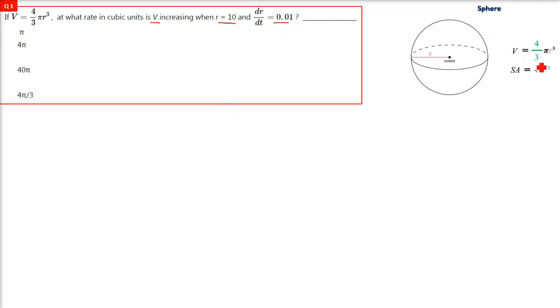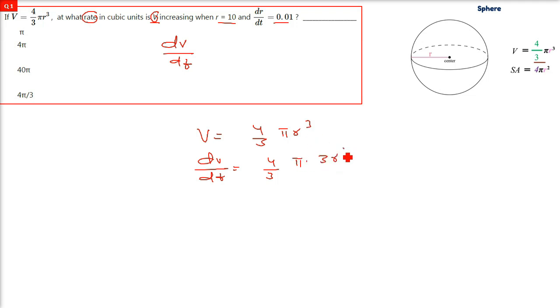Now we have this volume as 4 by 3 pi r cube. Now at what rate the volume is increasing, that is we are interested in dV by dt. So first we'll take V is 4 by 3 pi r cube. And dV by dt will be what? In the previous question I told you that it will be 4 pi r square dr by dt, because 3 r cube differentiates to 3 r square, 3 gets cancelled, you get 4 pi r square, and then we have dr by dt also because we are differentiating with respect to t.